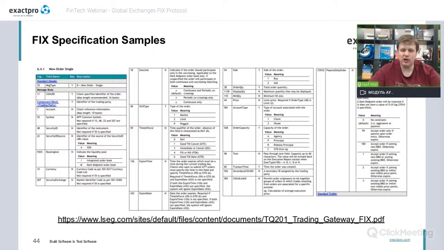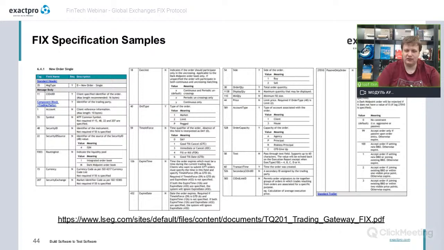And this is a more sophisticated option where we have more than 20 different tags, including something like 2710 passive only order or routing in 9303.